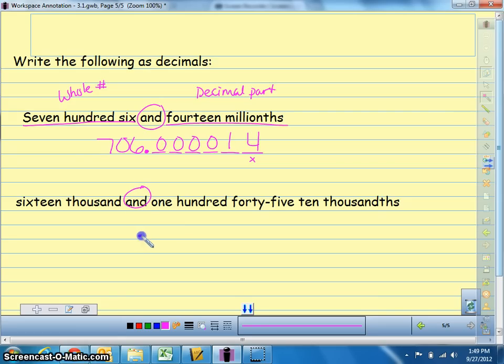Here's my decimal point, 16,000 and 145 ten-thousandths. I need to get that ten-thousandths place. So I have tenths, hundredths, thousandths, ten-thousandths. This is where I need to end. So I have 145, and I'm going to fill in that last one with a 0. That's it. I hope that this was a good refresher for you, and we'll see you tomorrow.